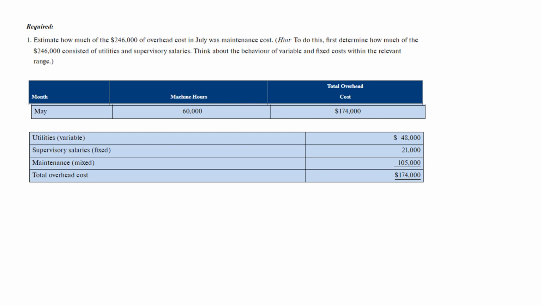So now that we know our variable cost per unit, we can figure out the utilities for our other example. We'll figure that out in the next slide. Let's look at our next one.